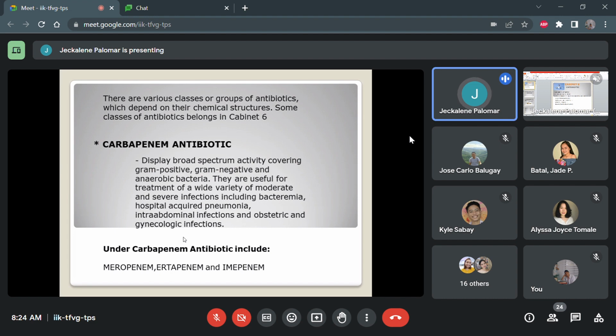Meropenem, ertapenem, and imipenem. Who can give me some example of meropenem? Meromax. Wow, sige. Meromax. And then how about ertapenem?